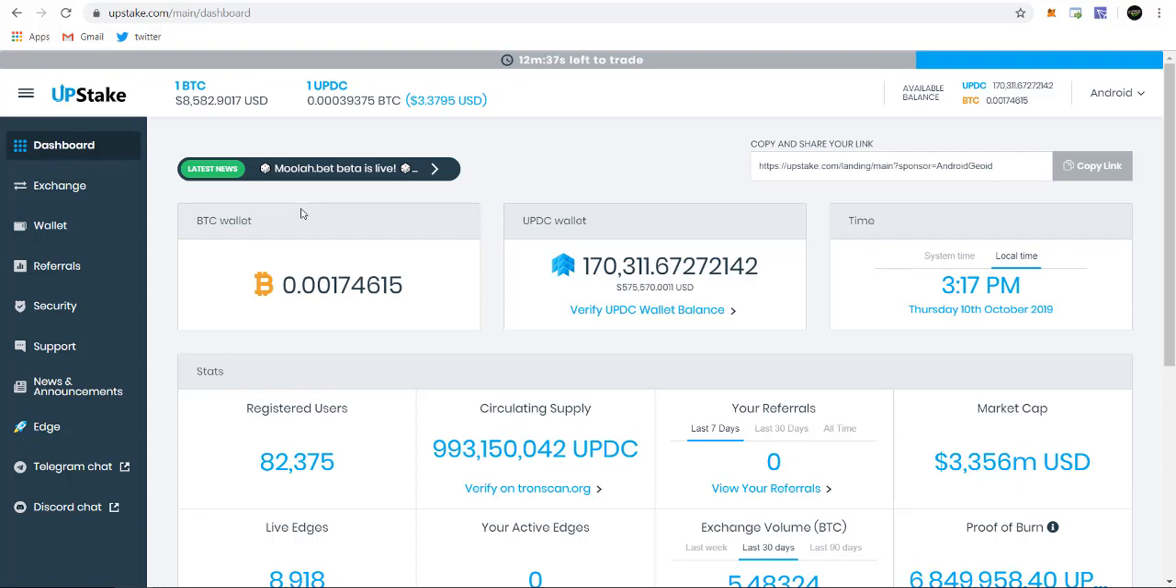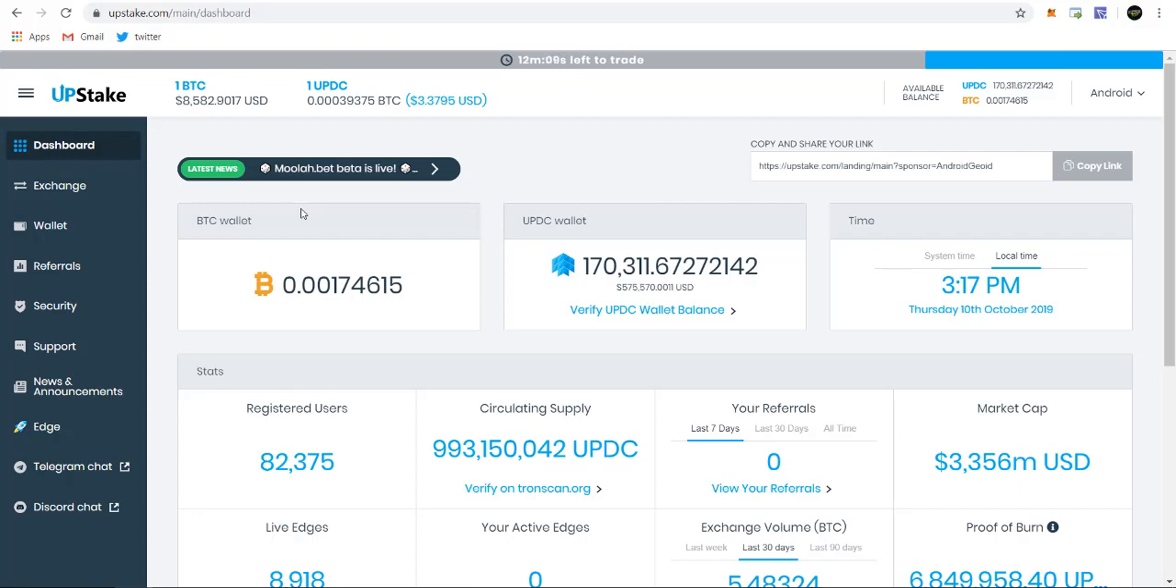As you already know, I have been promoting UpStake for a very long time, and I have been part of UpStake from the beginning of the project during their ICO stage. I also purchased this UPDC digital currency token during their ICO sale, so I've made immense profit from it. If you have taken part in this, then you have already grown your account a lot, and you will be highly profitable.